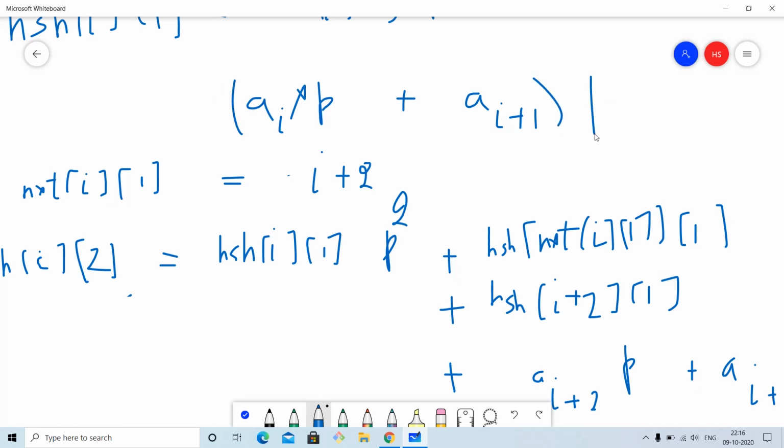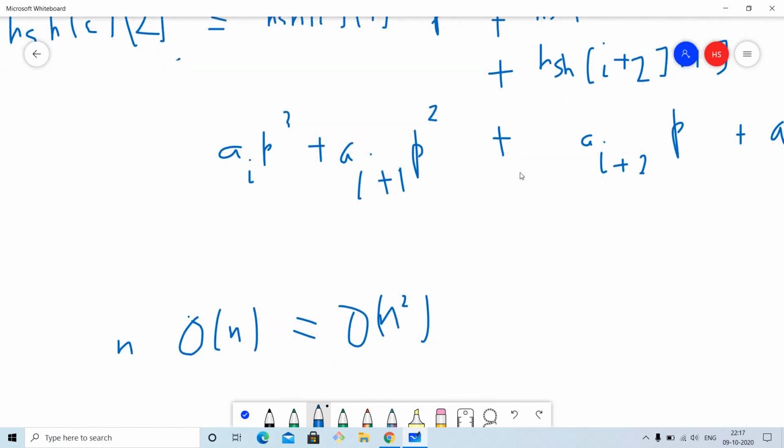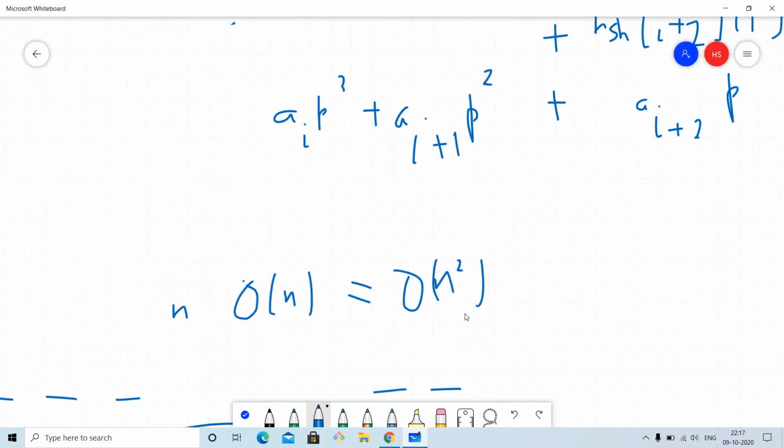So we just want to multiply it by p square. When we multiply it by p square, we get a[i] times p cube plus a[i+1] times p square. So if we compare this with our polynomial rolling hashing function, it is exactly the same as what we need. So in this way, in general, we understand from here.